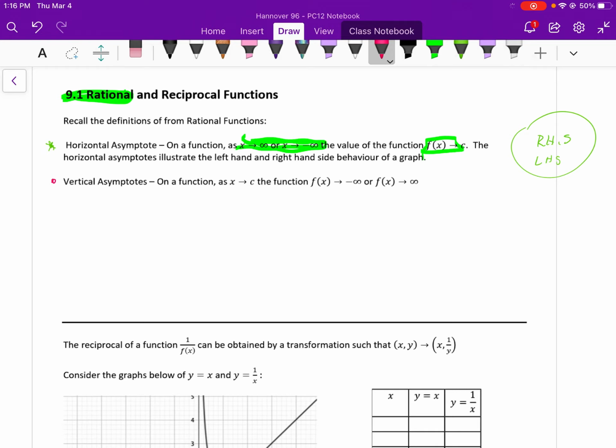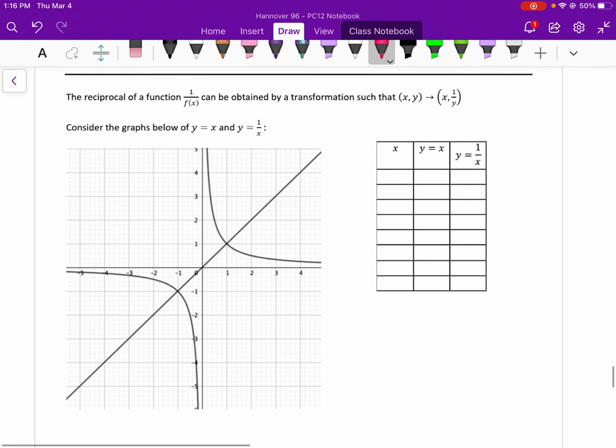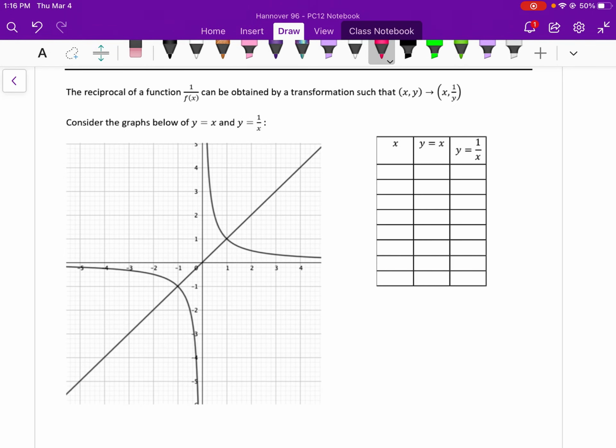A vertical asymptote on a function: as x approaches some constant c, the function f of x will either go towards positive infinity or negative infinity. All right, so I'm going to talk about rational and reciprocal functions as transformations, and I'm going to actually talk about using rational functions knowledge.